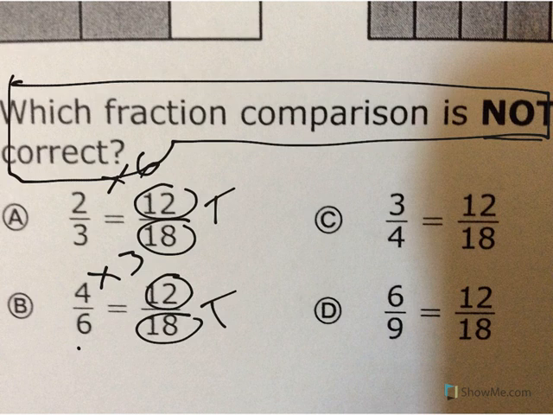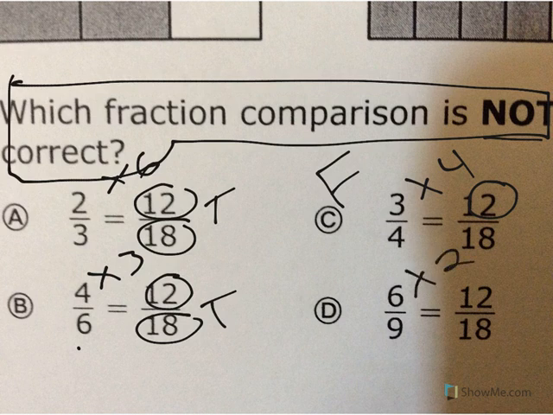Okay, we look at the next one here, answer choice C. And on the numerator there, to get from 3 to 12, you'd have to multiply it by 4. So 3 times 4 is 12, but 4 times 4 is not 18. It is 16. So this one looks like the one that's not a good comparison. I'm going to put a false right there. And we'll check the last one just to be sure.